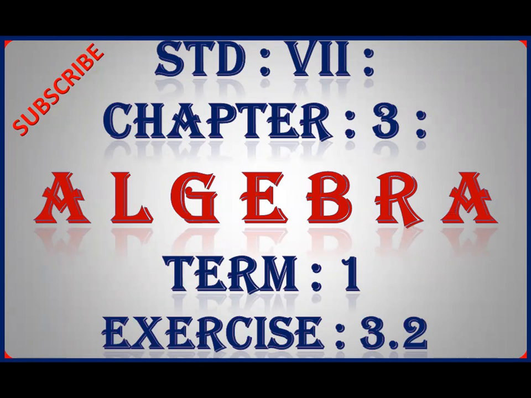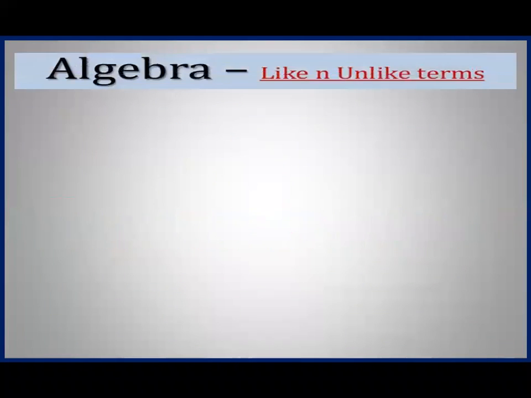Today we are going to learn about chapter 3, algebra, which is a part of term 1, and exercise 3.2. Exercise 3.2 deals with addition and subtraction of algebra. To view the sums of exercise 3.1, kindly check the description box to get a link. Okay, so let's see what is addition and subtraction of algebra.